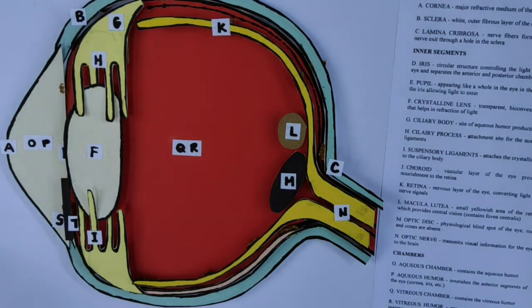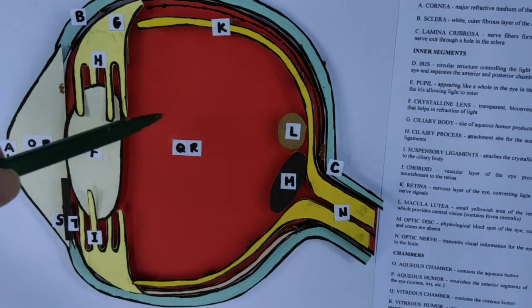So these are the refracting surfaces of the eye wherein light rays will have to pass through and be refracted before it reaches the retina, the neural coating of the eye. So as a review, again, when you're asked about the refracting medias of the eye, you're really talking about the cornea, the aqueous humor, the crystalline lens, and the vitreous humor.